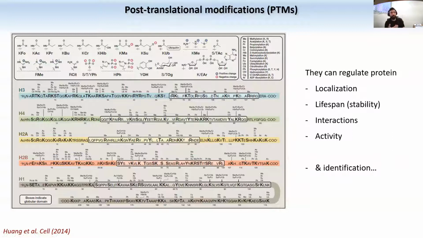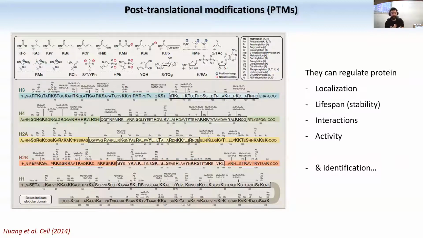But this is very important because a modification can affect the localization of the protein. Like there are some phosphorylations that move enzymes from the nucleus to the cytoplasm. Modification can also affect the lifespan of a protein.